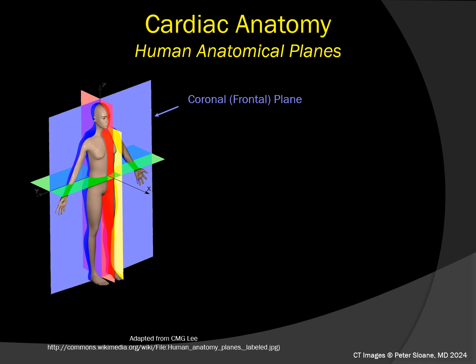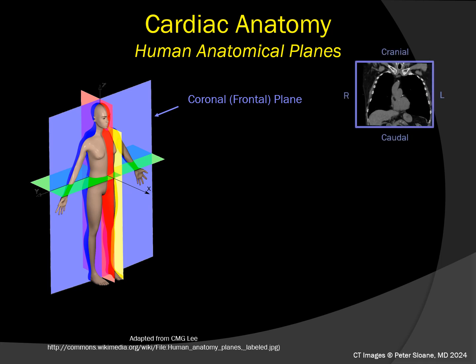To start off, the coronal plane, otherwise known as the frontal plane, indicated here in purple, is any cross-sectional plane that cuts through the anatomy as if you were looking at the subject from the front. This is nicely demonstrated on this coronal slice of a chest CT, which includes the heart in the middle.